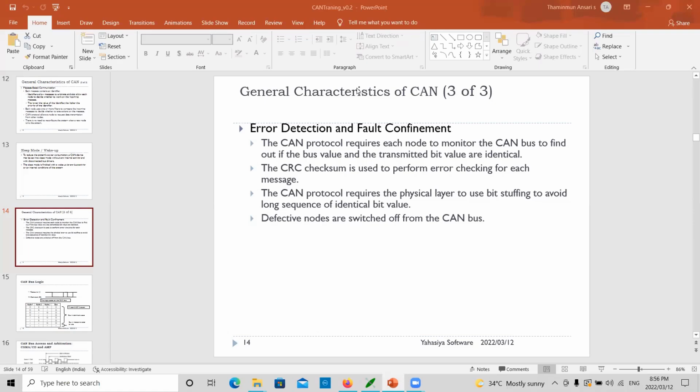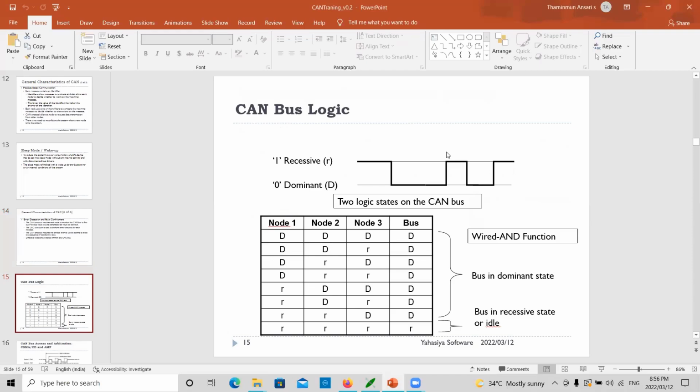Okay, let us move forward. The next step is how the arbitration works. I told that when more than one node is trying to transmit at the same time, as per the standard, it should allow the node to transmit if the bus is free.